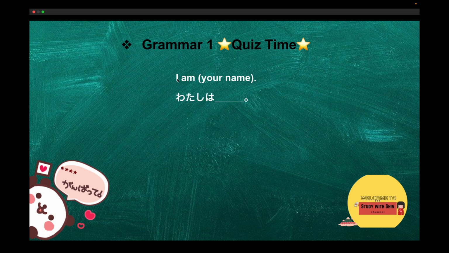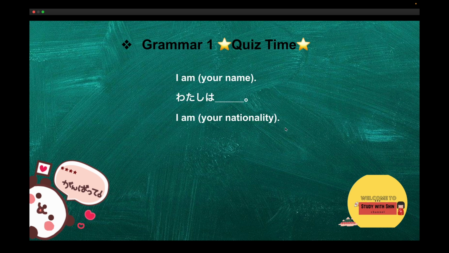As I said, I means watashi, and then wa is the particle, and then you say your name plus what do you add? This. So, for example, if your name is John, watashi wa John desu. After saying your name, you have to say your nationality. So it is the same grammatical structure.